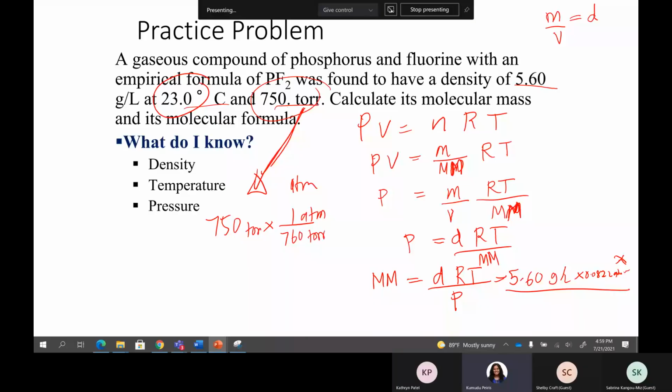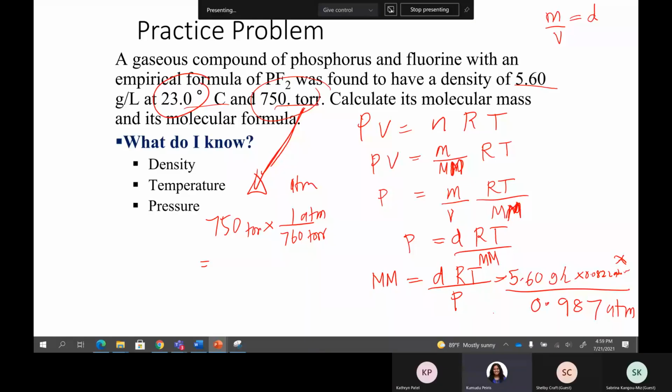760 torr. Okay, so I hope now you can get the relationship. 750 divided by 760 is 0.98. So I have two significant figures actually there. I'll keep it with 3987.